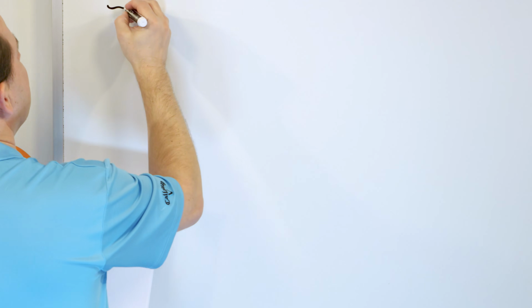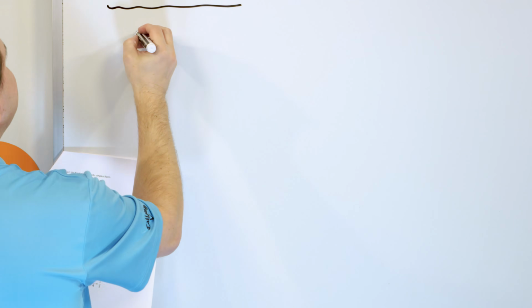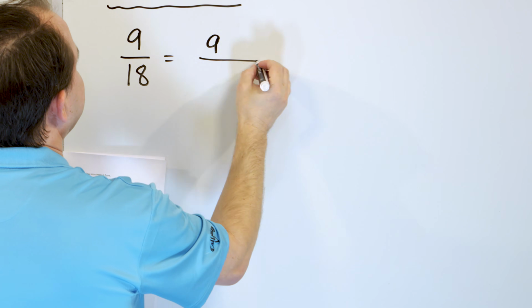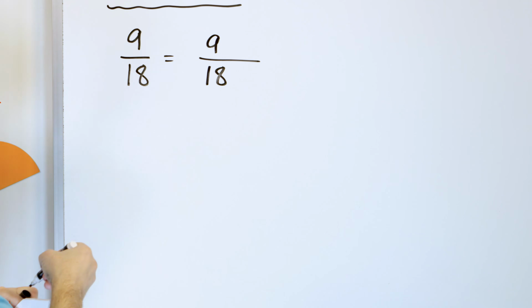In math, I think I've been telling you over and over, there's almost always more than one way to get to an answer. So when I'm doing these problems for you, you might see a different way and a different path to the answer, and that is okay. Let's take a look at the problem 9/18. Let's simplify 9/18. This is an excellent example of that.